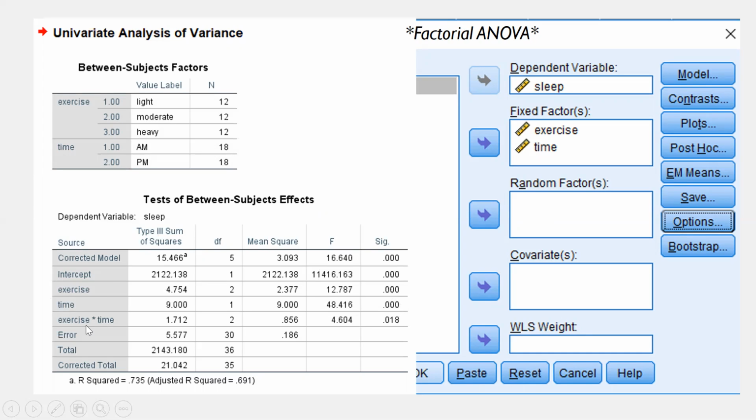Then this last row, exercise by time, that is the ANOVA that indicates whether or not the interaction was significant. So is there some combination of exercise intensity and time of day that uniquely impacts sleep, right? So does someone who gets heavy exercise in the evening have the best sleep, right? If there's some unique combination of your IVs where you see the highest level of the DV, that tells you that you may have an interaction. So this F and P value here is what tells you about the significance of your factorial ANOVA.